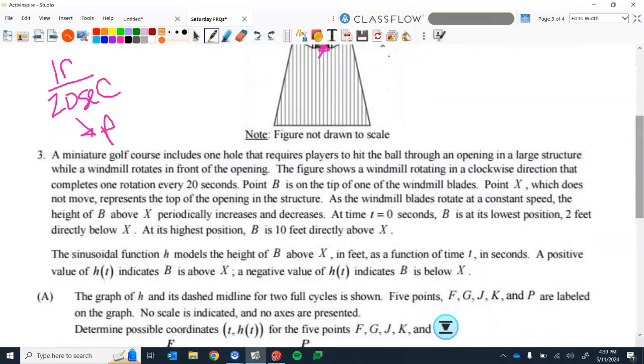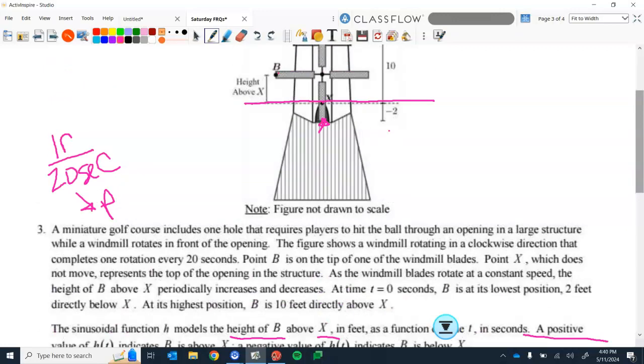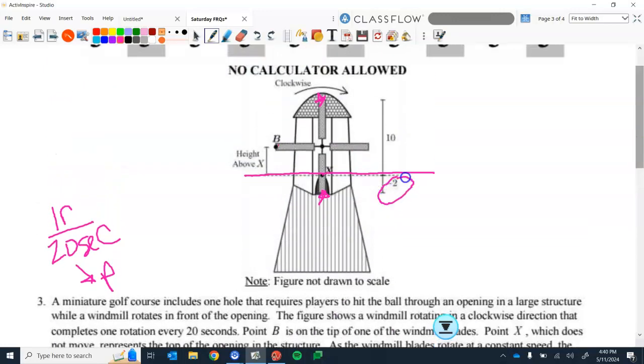The sinusoidal function h models the height of B above X in feet as a function of time. Here's important: a positive value of h of x indicates it's above X. A negative value indicates below X. Now, on the picture, they were kind of nice. Not only did they tell you that, but they actually have that right there. So that means we know we have an ordered pair of (0, -2). That's where we're starting.